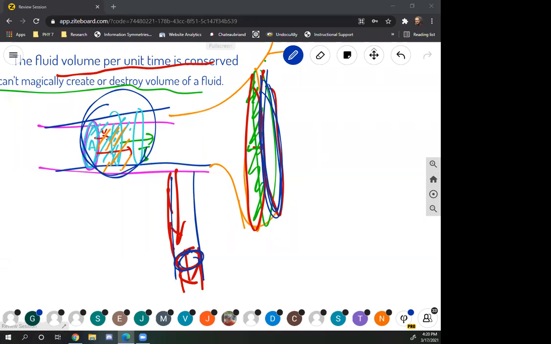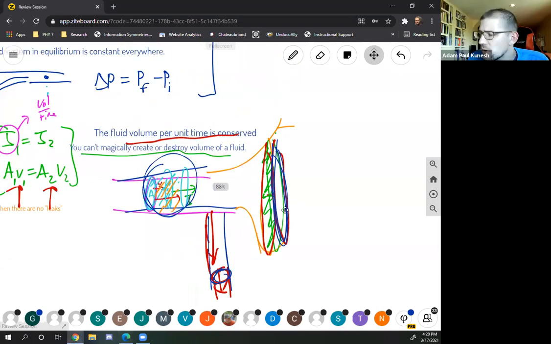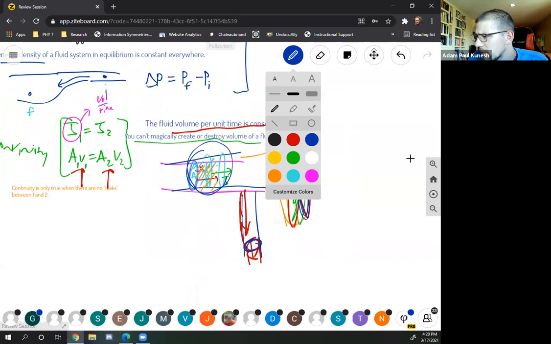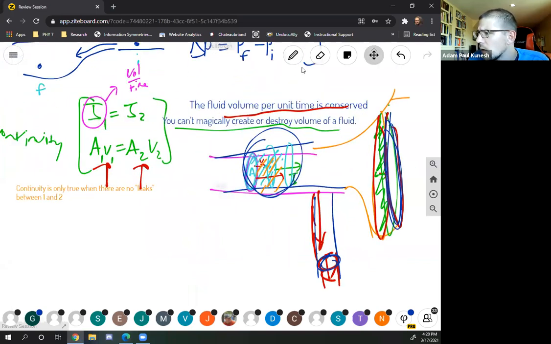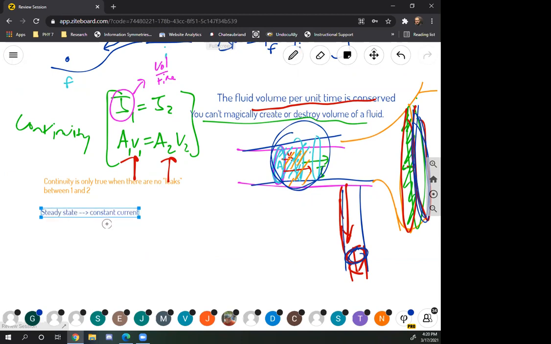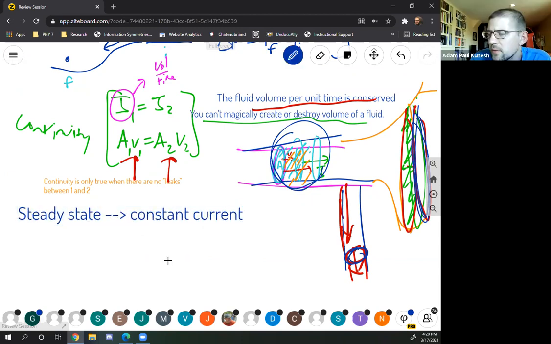Could you say what steady state is again? Yeah, sure. Steady state means the current is constant. An example of non-steady state flow is when we've got those two standpipes at different heights, and they communicate through that little resistive pipe in between, and they eventually have to level out.